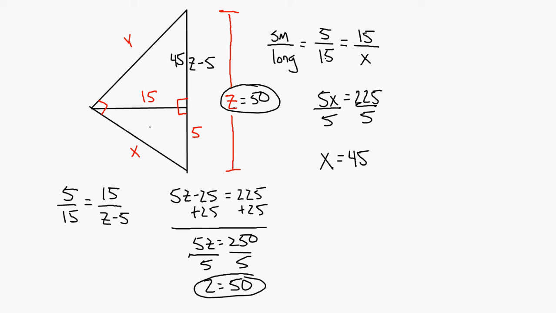Now, once you know what this piece is, you can do 15 squared plus 45 squared equals y squared and find that hypotenuse. You can do 5 squared plus 15 squared equals x squared and find that hypotenuse. Or, if you want to write proportions and crisscross multiply, you can do that as well, because all three of the triangles are similar to each other. So it's your preference. Does that make any sense?